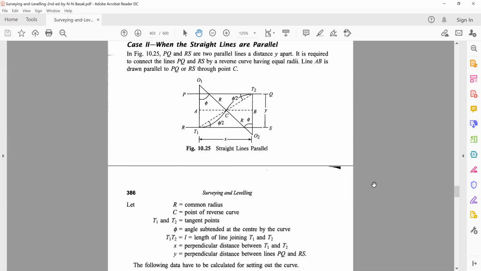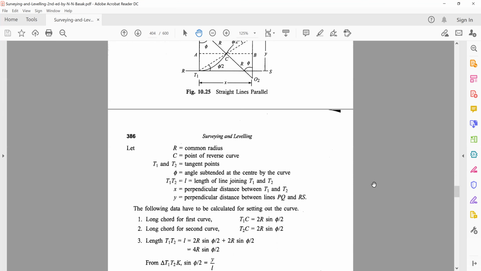So we have X distance, which is basically the distance between the starting point of the first curve and the ending point of the second curve. So it's a horizontal distance. It's not along the curve. It is if you draw two lines which are perpendicular to the line RS and the line PQ, starting at the points T1 and T2. So that distance would be X, and Y distance is perpendicular to the two lines, and we've discussed this before.